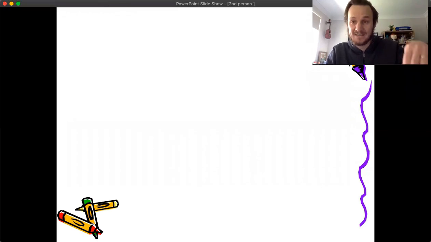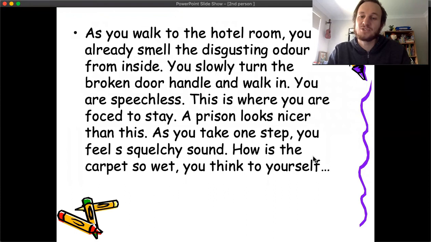I just wrote the start of it, and then I stopped because I didn't want to get too far. I wrote like this: As you walk into the hotel room, you can already smell the disgusting odor from inside. You slowly turn the broken door handle and walk in. You are speechless. This is where you're forced to stay? A prison looks nicer than this. As you take one step, you hear a squelchy sound. How is the carpet so wet, you think to yourself? And so on and so on. So it's all written in the second person.